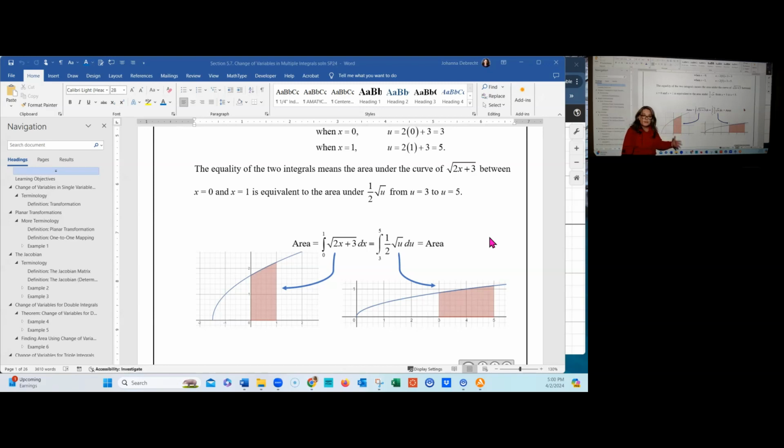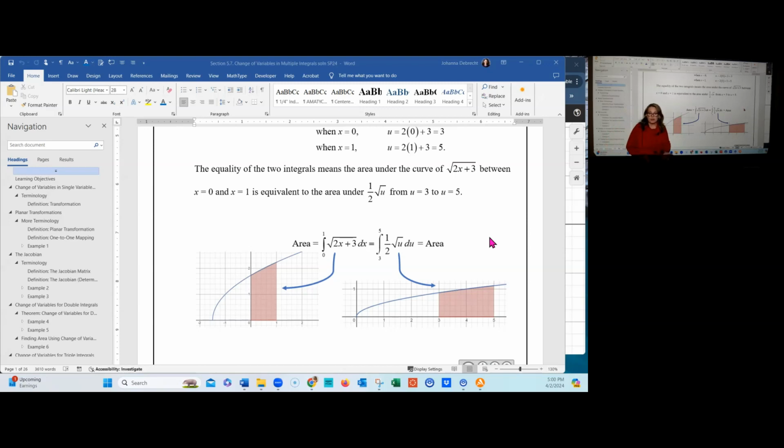Now, if we convert it into the UV plane, where V depends on U, then I'm plotting the curve V equals the square root of U, which of course starts at the origin and goes up. It's just your basic square root function. But this says you need to integrate from 3 to 5. If you integrate from 3 to 5, that shaded region under that curve is exactly the same amount of area as I have under this one.